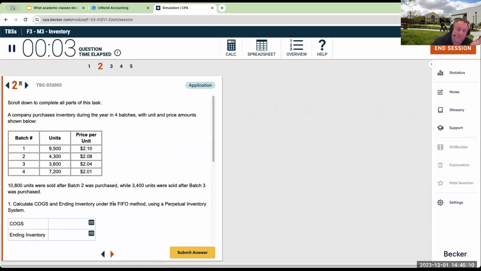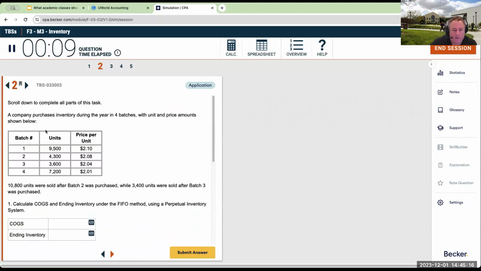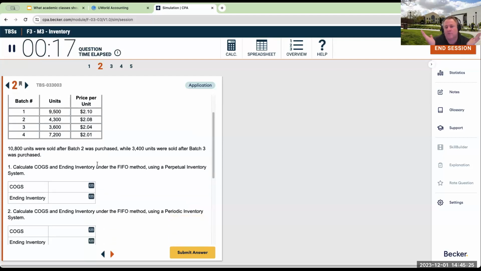So when you come over here and look at, say, this particular question where, here's a company that purchases inventory during the year in 4 batches with unit and price amounts shown below. What's cost of goods sold and ending inventory, right? If you didn't take a class that emphasized problem-based education, and you come into this class to study, and you were only learning through multiple choice, that's what's going to make this very difficult, right? I'll pause real quick and show you what I mean.